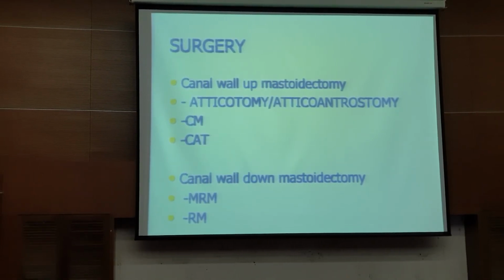So I have a few more minutes, I will do this quickly. So canal wall up: either atticotomy, atticoantrostomy, cortical mastoidectomy, and combined approach tympanoplasty. Okay, what are the boundaries of combined approach tympanoplasty?